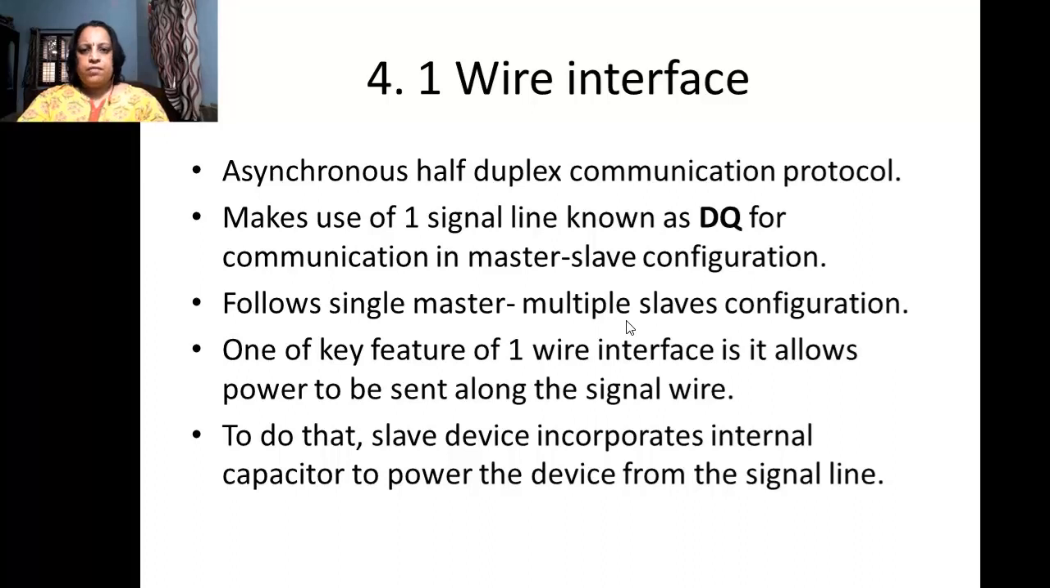The distinguishing feature of the one wire interface is that it is not only used for signal transmission, but can also be used for power transmission. In case we are using the one wire interface as a power transmission line, a capacitor has to be internally incorporated. That is one additional arrangement needed if we want to use the one wire interface as a power sending interface.